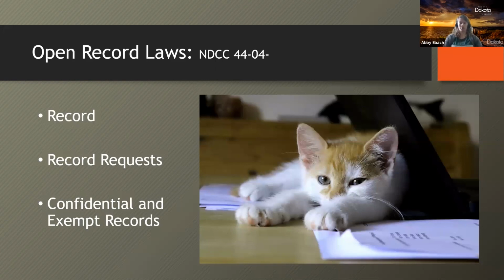So once a records request is made, the library needs to provide the records in a, quote, reasonable time. There's stipulations in Century Code that the library doesn't need to convert records to any other format, compile records that don't exist, or obtain records from another entity that they don't currently have in their possession.